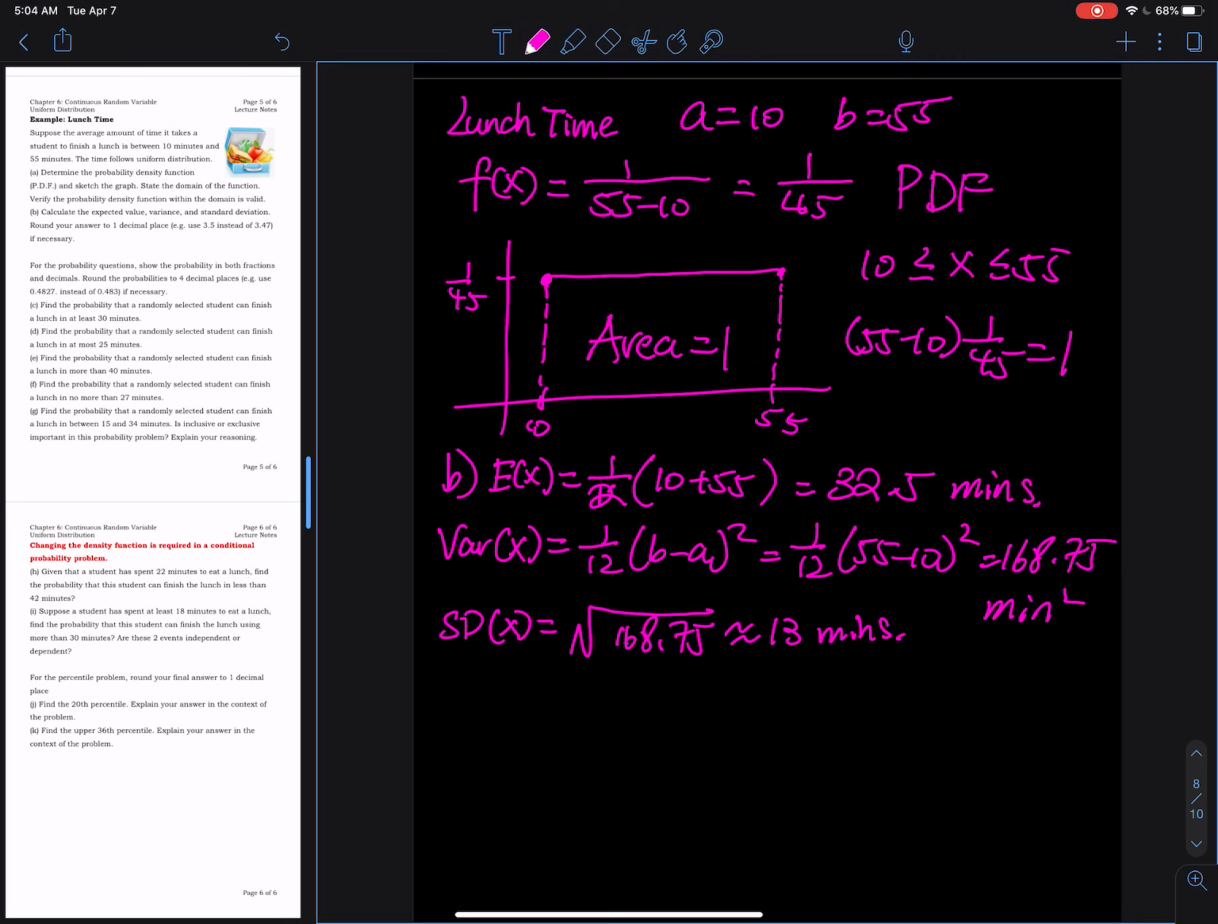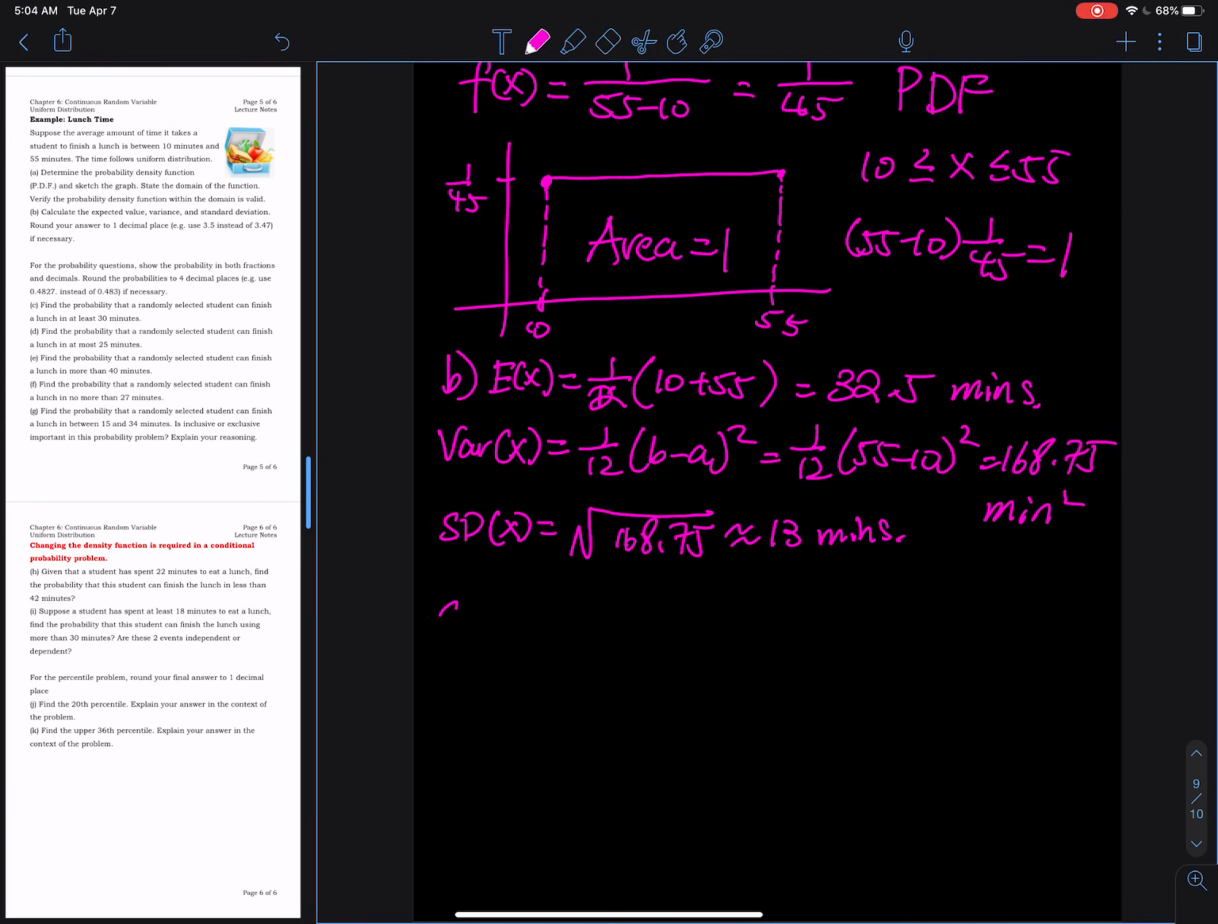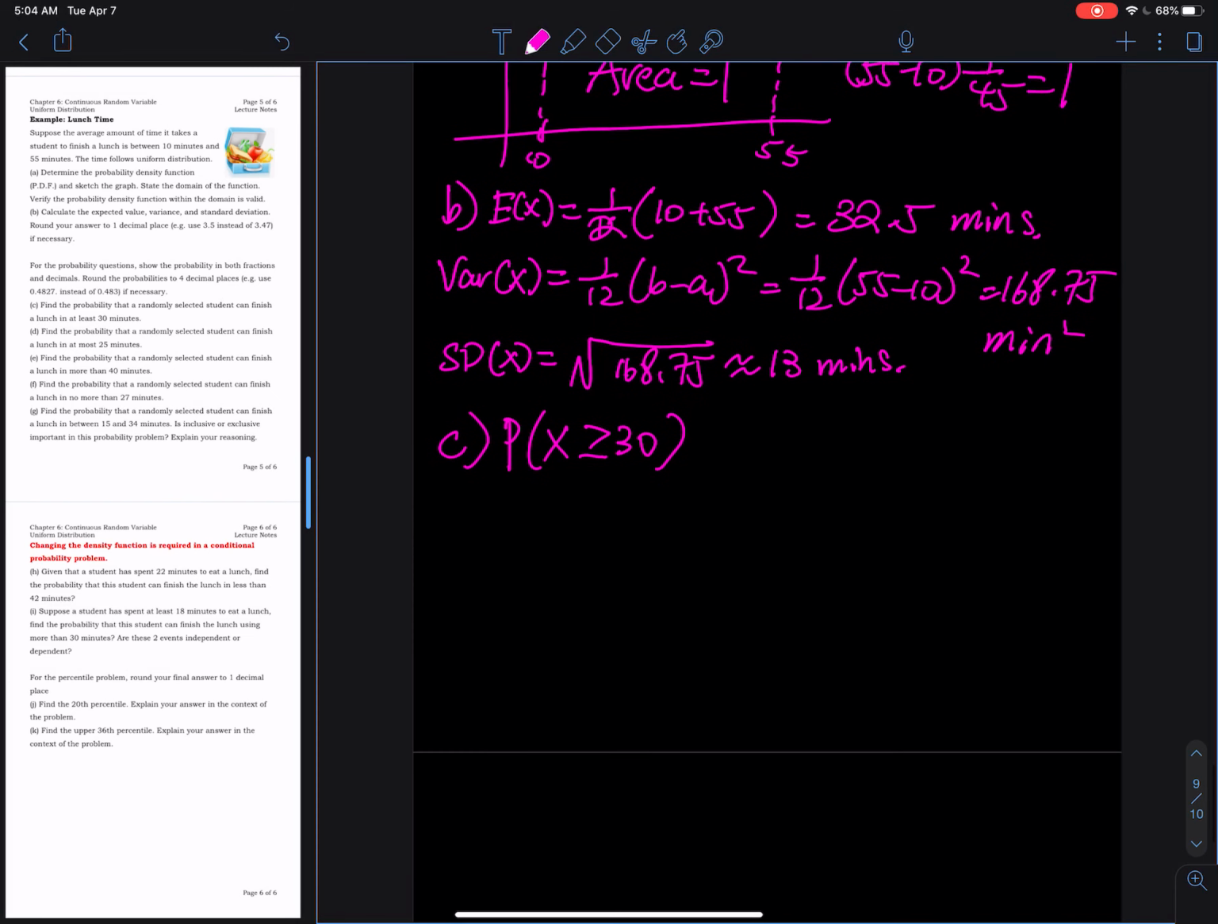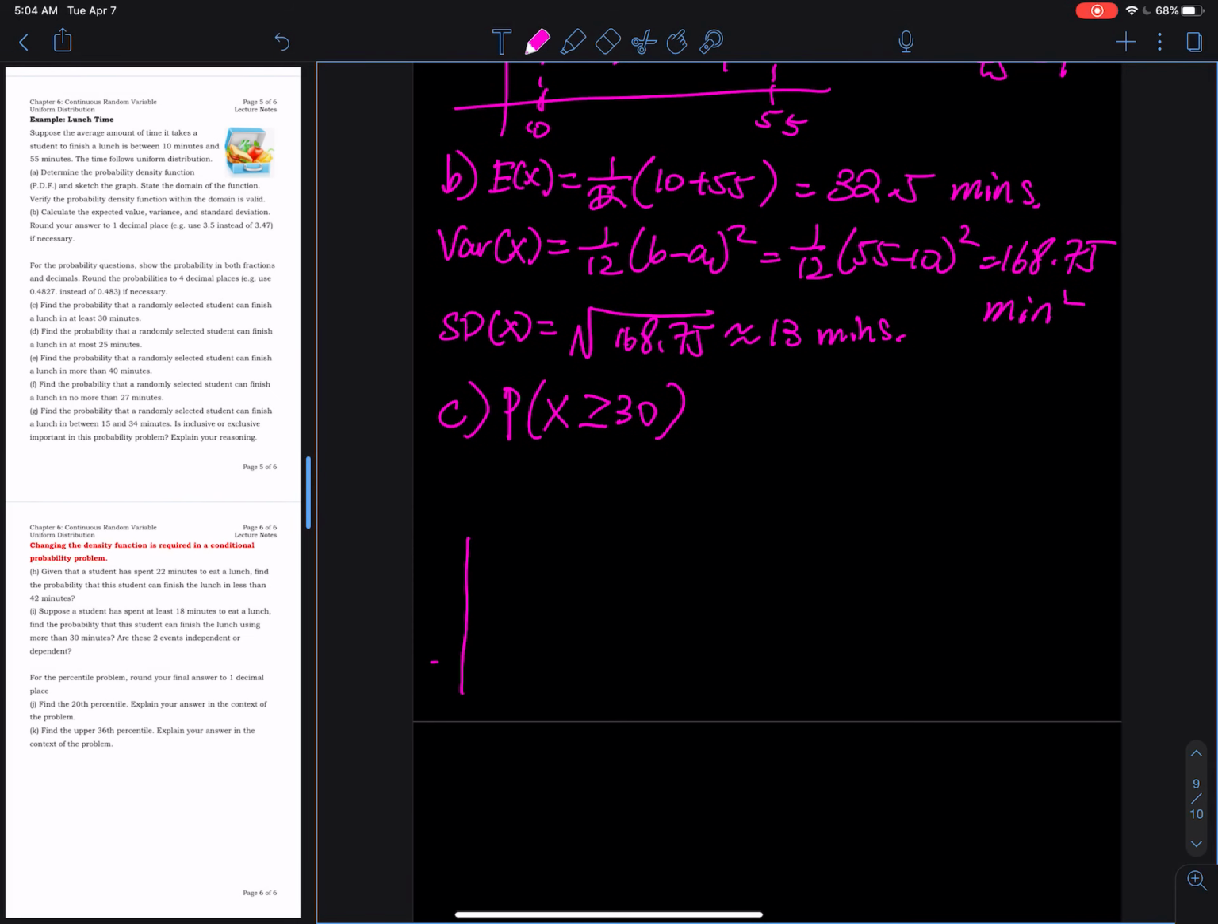And then in part C, I asked the probability that a randomly selected student can finish a lunch in at least 30 minutes, at least. So that is probability x greater than or equal to 30, right? So that would be 30 or above. And then we draw a graph from 10 to 55. And then this is 1 over 45.